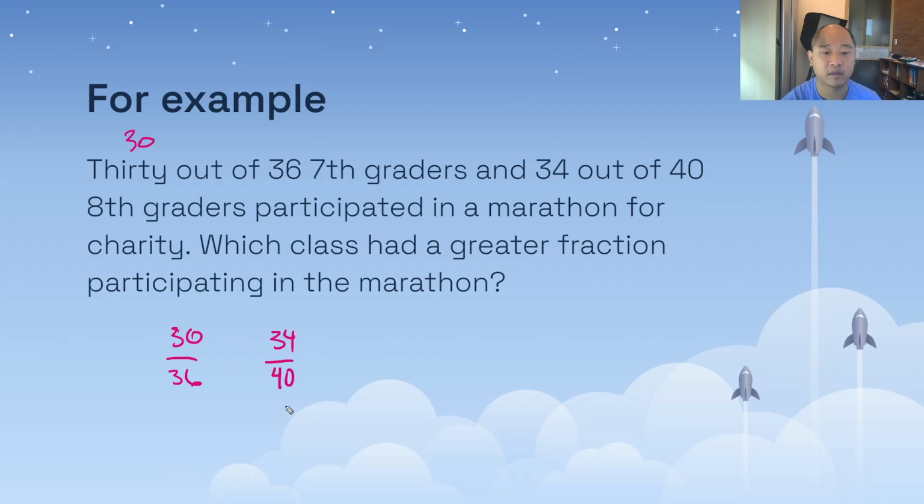Which number is bigger? Again, I would probably just convert to decimals because calculators are awesome at this kind of thing. So 30 divided by 36 is 0.83 repeating. 34 divided by 40 is 0.85. Oh, the 8th graders. The 8th graders have a greater fraction of participants. Come on, 7th graders. Pick up the slack.